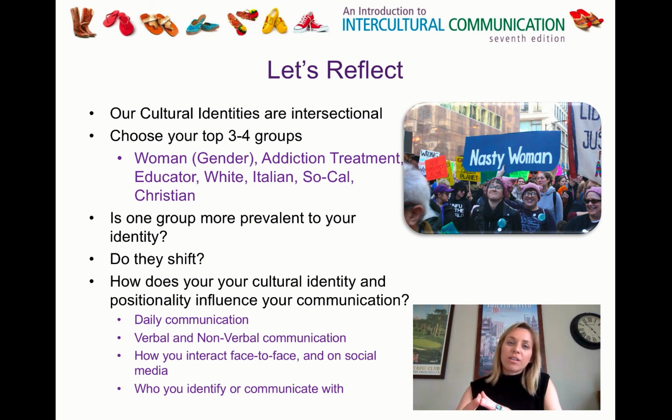And then finally, I want you to think, how does your cultural identity influence your communication? Does it influence daily communication? Does it influence your verbal or nonverbal behavior? Does it influence your interaction with individuals, or your interaction with people on social media, or what you post on social media? And does it help you identify with certain groups, make friends, and communicate with certain groups of people, or maybe avoid communication with other groups of people? We're going to be talking about your cultural identity more on the discussion board this week. So these are just some things to reflect on, and then hopefully we can get together and discuss.